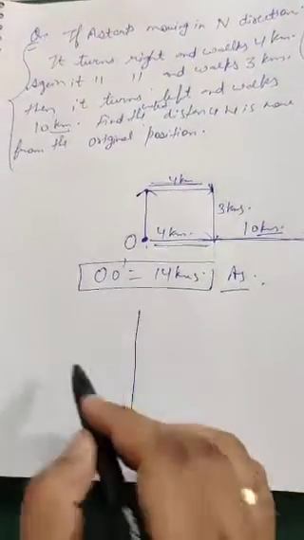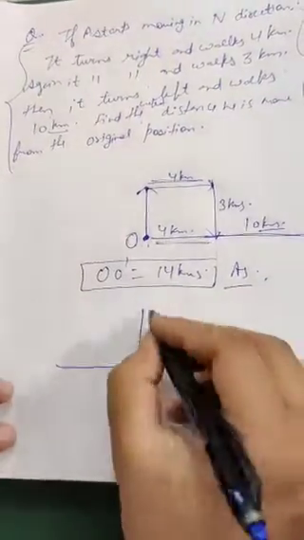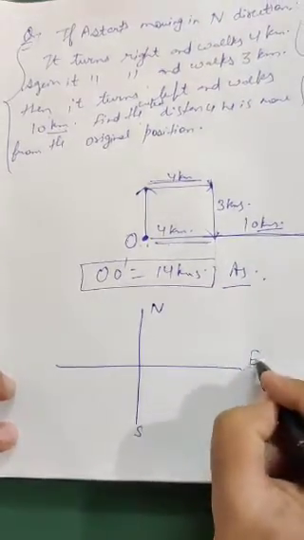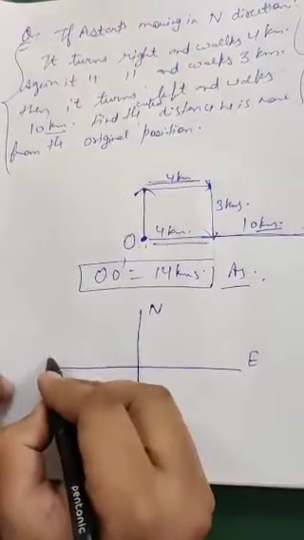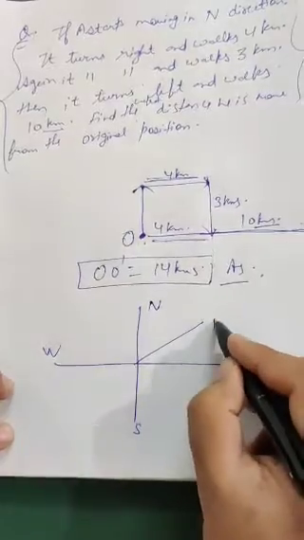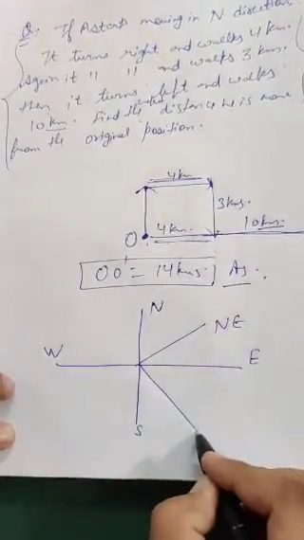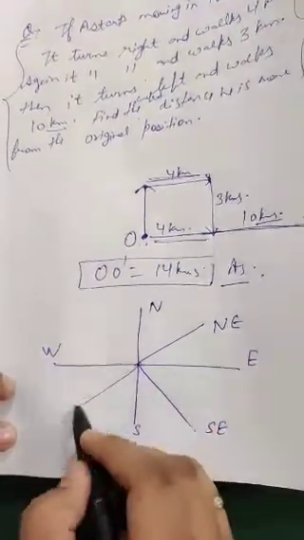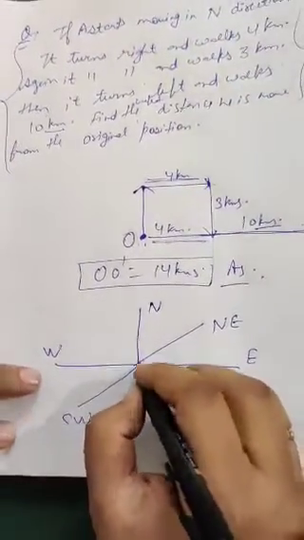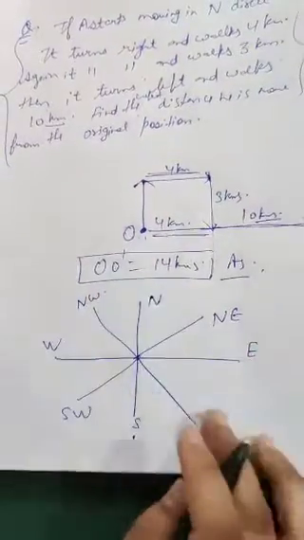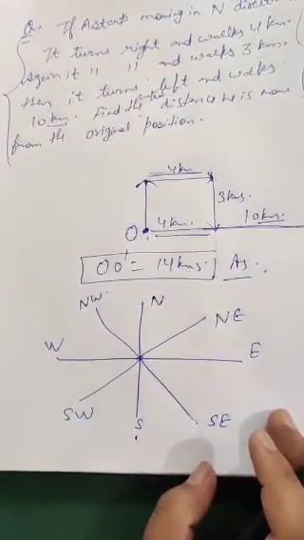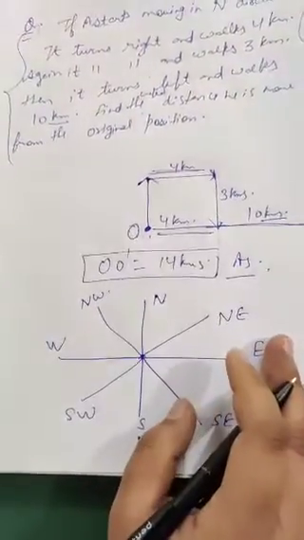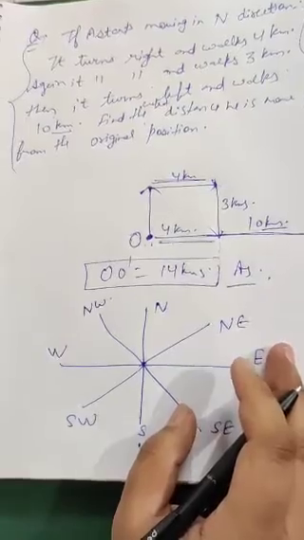Let's remember once again what we have done so far. This is north, this is south, towards the right hand side of north is east, and towards the left hand side of north is west. Between north and east it will be northeast, between south and east southeast, between south and west southwest, and between north and west northwest. And the sun rises from the east and sets in the west.